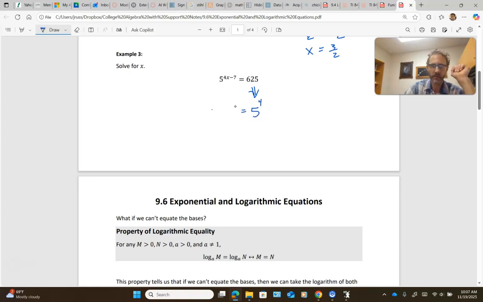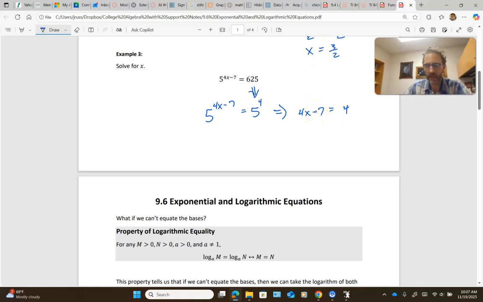And then this will equal the left-hand side, 5 to the power of 4x minus 7. And so again, because the bases are the same, this implies that the exponents have to be equal. So 4x minus 7 has to be equal to 4. Okay, and then you can solve this equation.